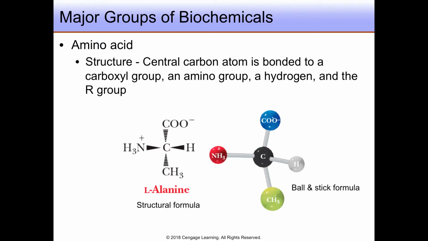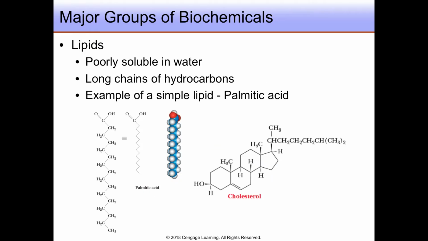First, we have amino acids, and they all share a common structure. There's a central carbon atom bonded to a carboxyl group, an amino group, a hydrogen, and the R group or side chain. The ball and stick formula on the right gives a better idea of how this molecule looks in three-dimensional space. Next we have lipids, whose primary characteristic is that of being mostly water insoluble.